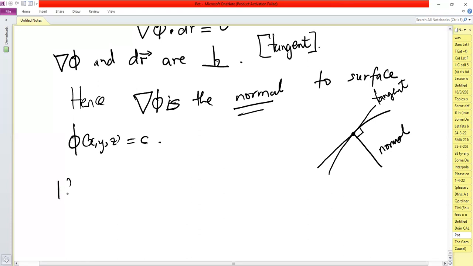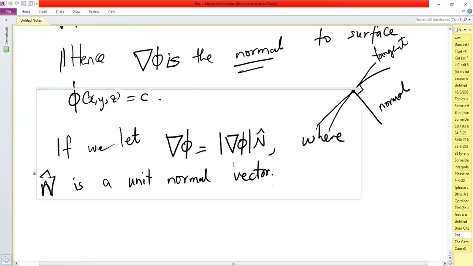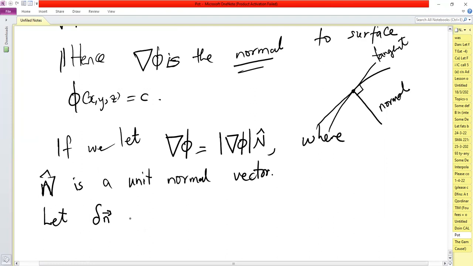So if we let this gradient of phi be given by magnitude of gradient of phi times the normal vector, unit normal, then also let dn be the perpendicular distance.